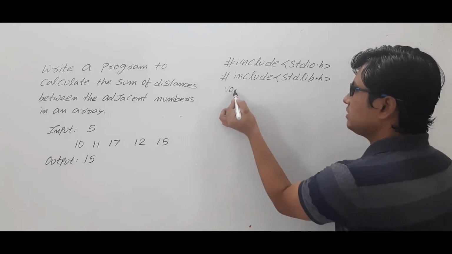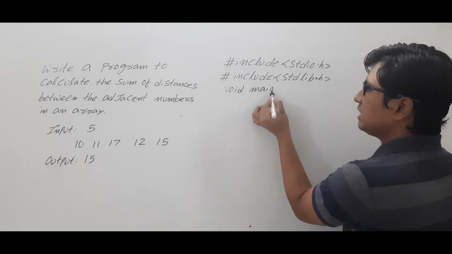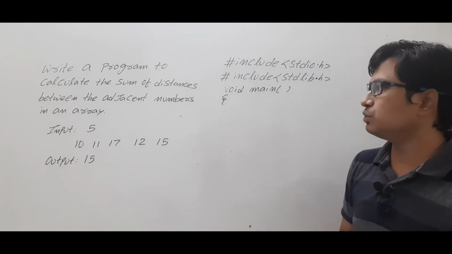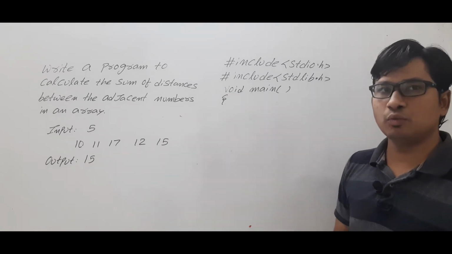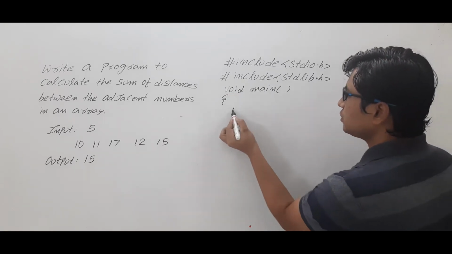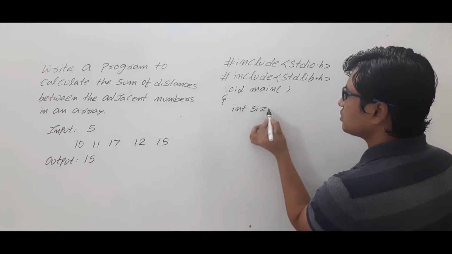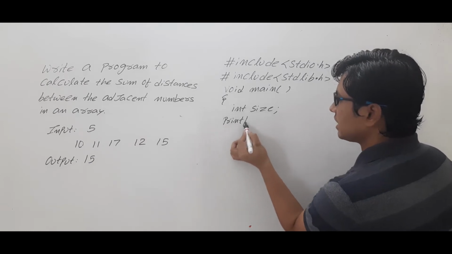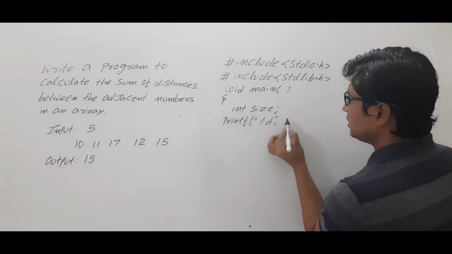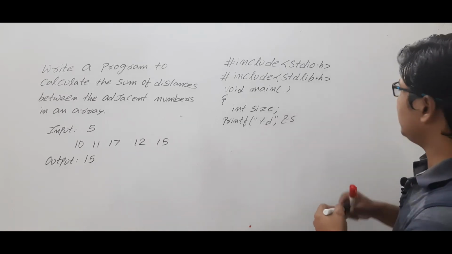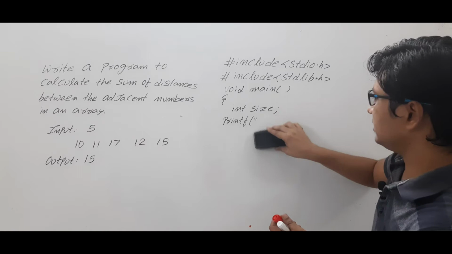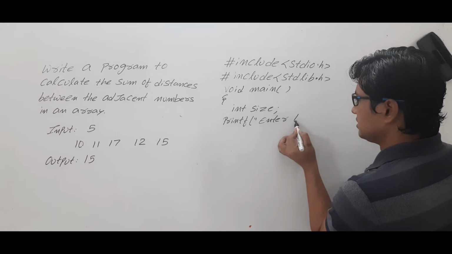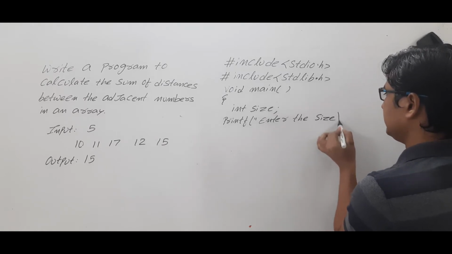Then I will write the void main. Main is a function and each function will have a return type. I don't want to return any value, so that's why I'm using a keyword called void. Now what I need to do? First I need to find the size of the array. So first I will ask the user to enter the size. Printf, I need to ask the user to enter the size, right? So I will write the statement as enter the size of an array.